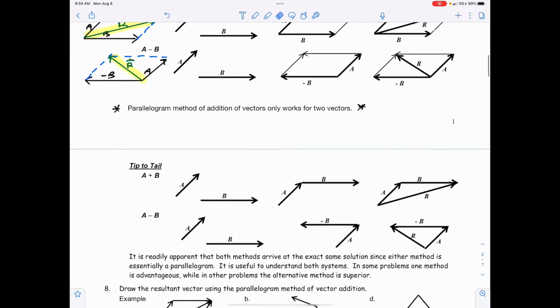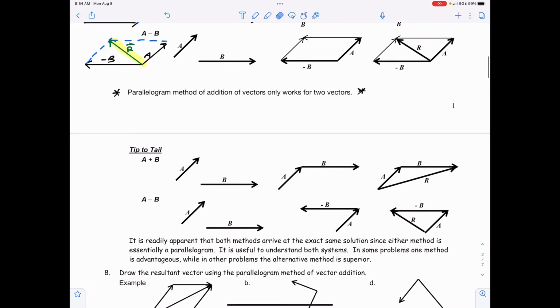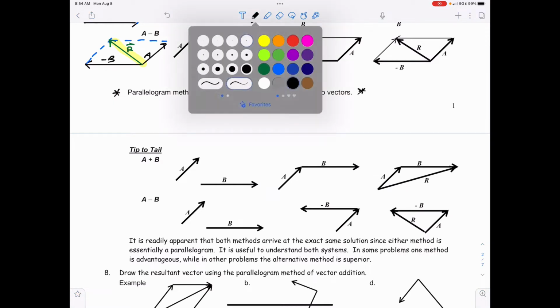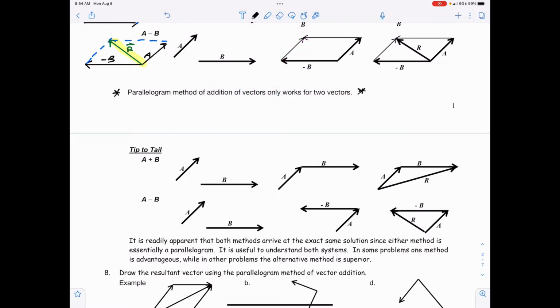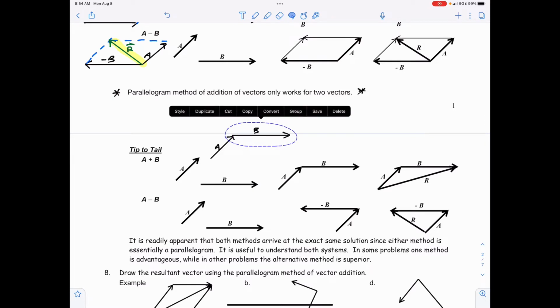Well, that other way is called tip-to-tail method. And the way it works is we take the tip of the second vector and we place it at the tail of the first one. So I'm again going to copy A. I'm going to slide it up here this time. And then I'm going to copy B, and I'm going to slide that up here. Notice I'm placing the tail of B right at the tip of A.